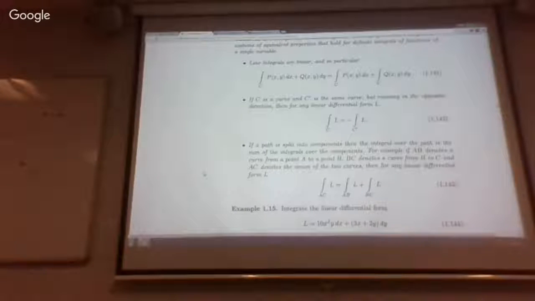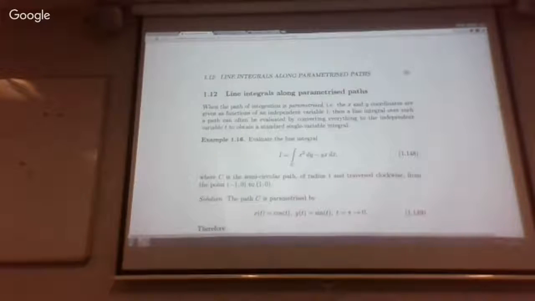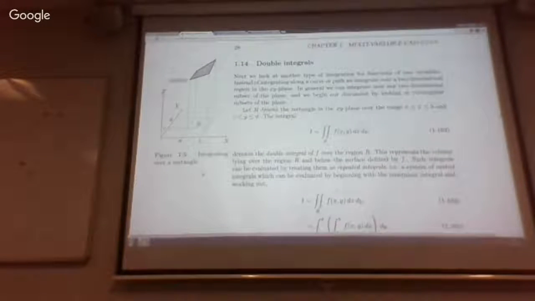Okay. So that brings us on to the new section 1.14, where we're going to start to describe the second type of integral, which is called double integration. Double integrals. There's a bit of a picture there in the book, but I just want to present a more general diagram to begin with.